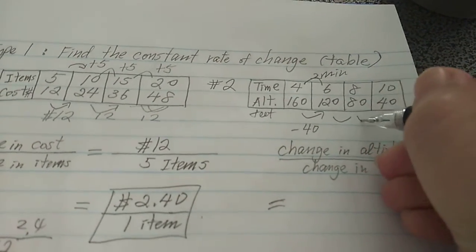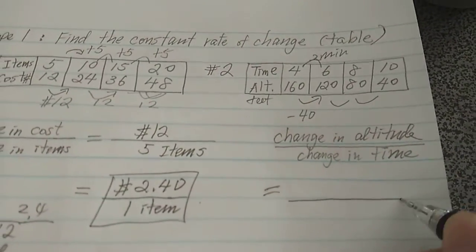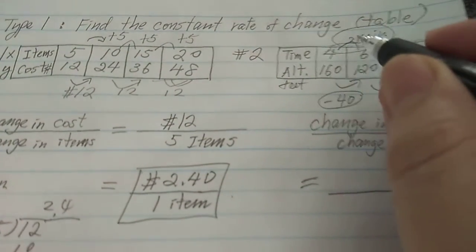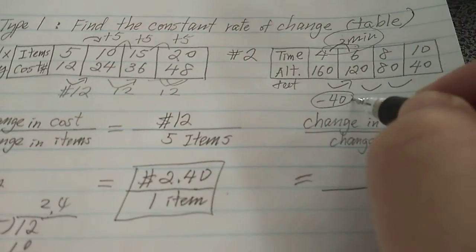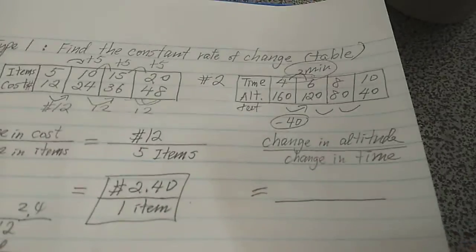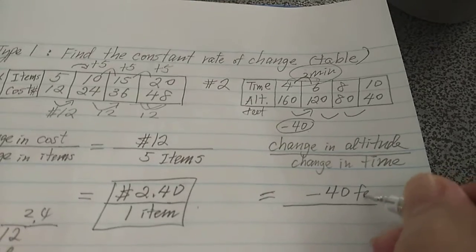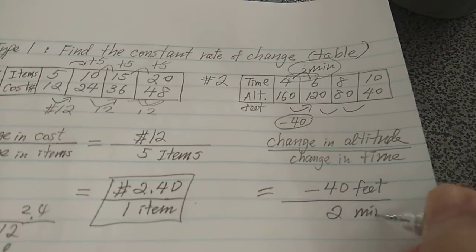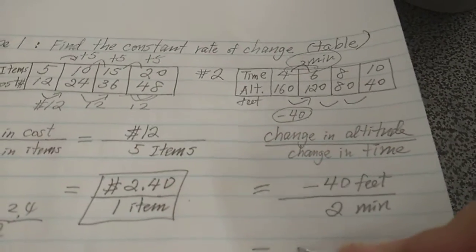The rate of change is always going to be the change in this one over this one. Don't ever use this one and put it over this one. It's this over that, the y over the x. So we will have negative 40 feet for every 2 minutes. That's my constant rate of change. What is that per minute?